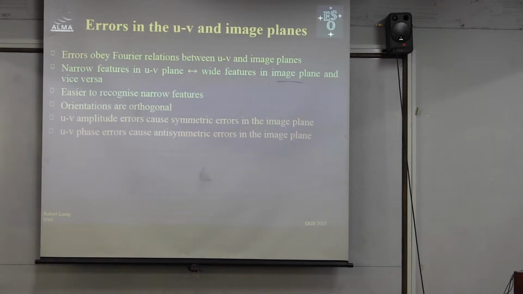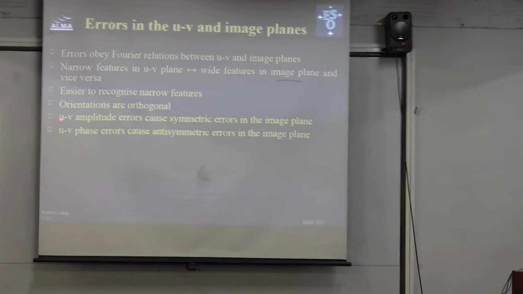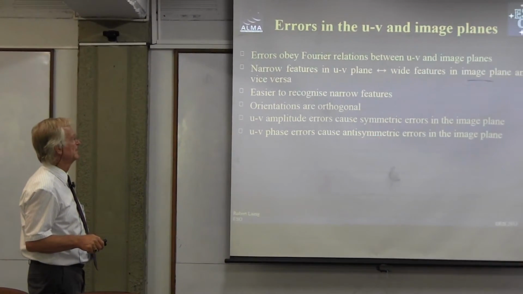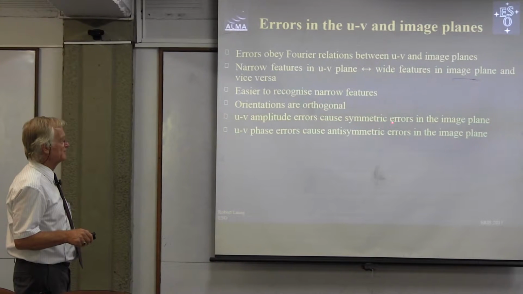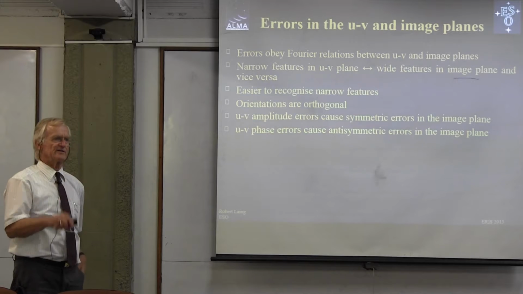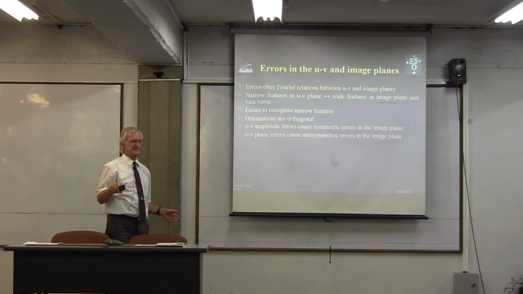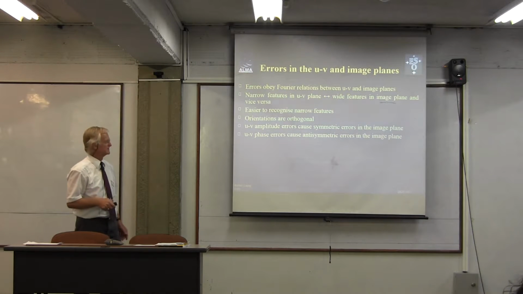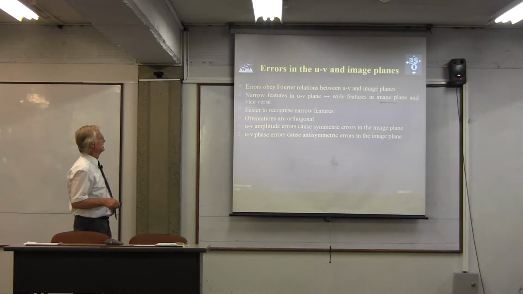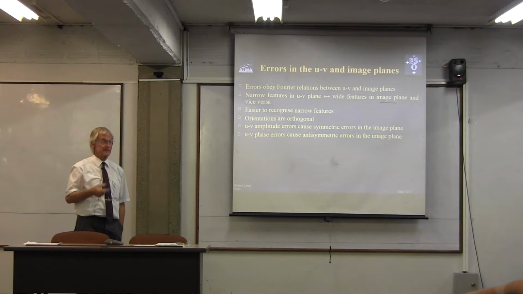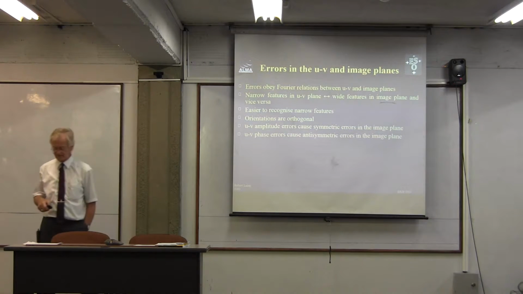You can check errors in the UV plane amplitudes. You can check for UV phase errors. And you can see that the amplitudes make symmetric errors with respect to the sources. So if I do something rather weird in the amplitudes, but not with the phases, I will see that in the map as even errors with respect to the source. And I will see odd errors, antisymmetric errors, if the error is in the phase domain. So if I make wrong phases but the amplitudes are right, I will see that there.